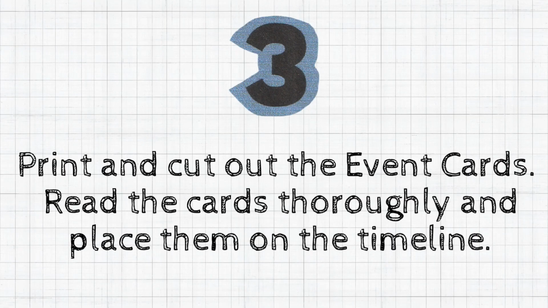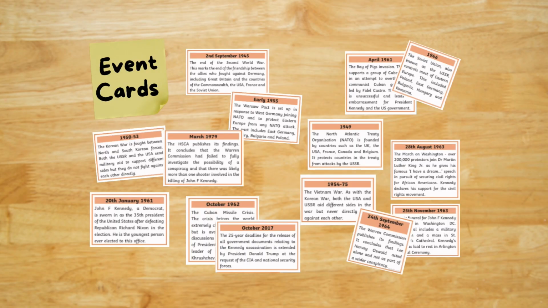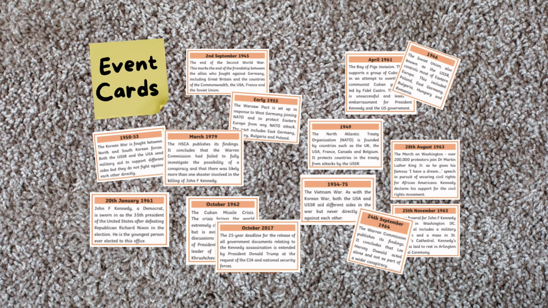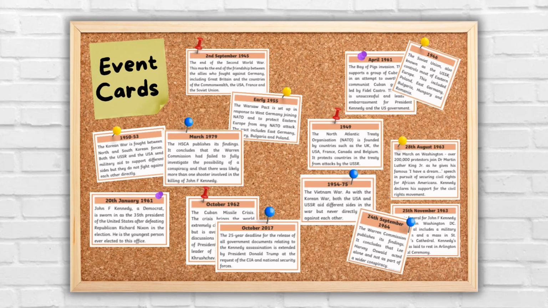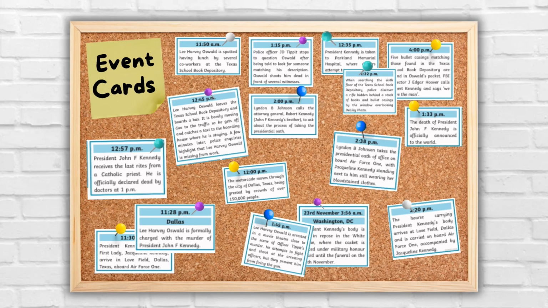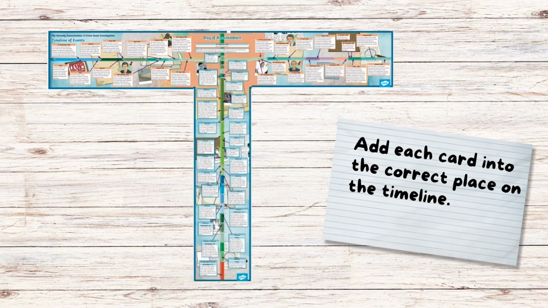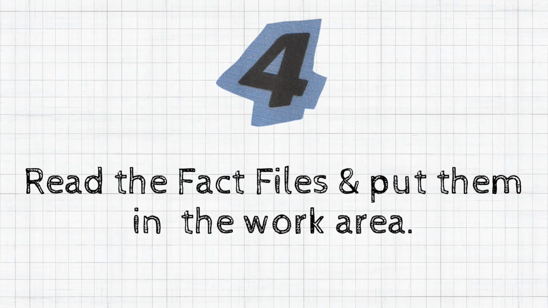Instruction 3 is to print and cut out the event cards. Read the cards thoroughly and place them on the timeline. Use all the space you've got available. Spread out the cards on the table, scatter them on the floor, stick them up on the wall or pin them on a pinboard. Whatever works best for you. Encourage your child to read them, move them around, place them in the right order before adding them to the timeline.